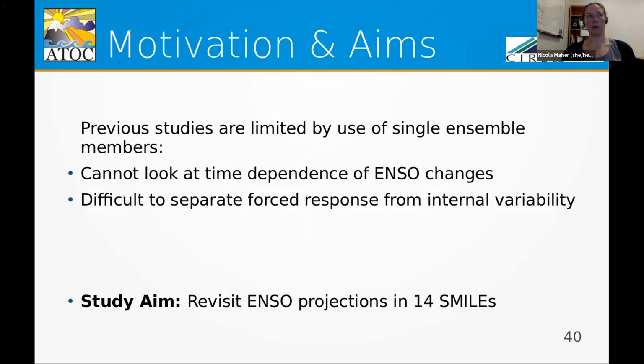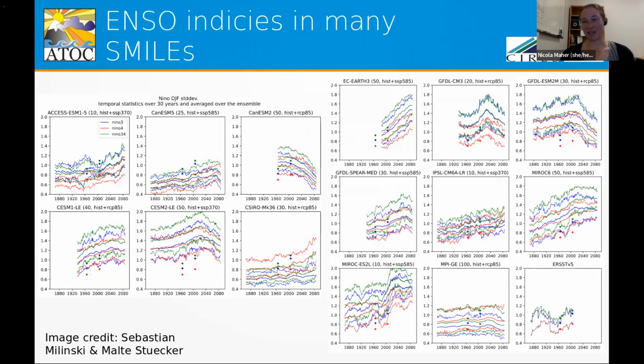Previous studies are limited by the use of single ensemble members, because they can't look at the time dependence of ENSO changes. This goes back to the compositing over 100-year periods. And it can be difficult to separate the forced response from internal variability. For example, if CMIP models are doing different things, is it because ENSO is really variable, or is it because they're really doing different things? And so to get at that, we're going to use 14 SMILEs to revisit ENSO projections. Okay, so here we go. Here are our 14 SMILEs, and the bottom right is observations. Here we're looking at ENSO variability.